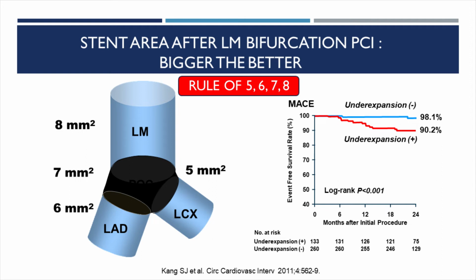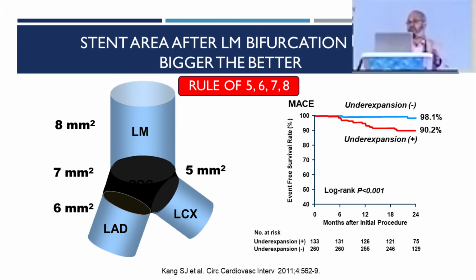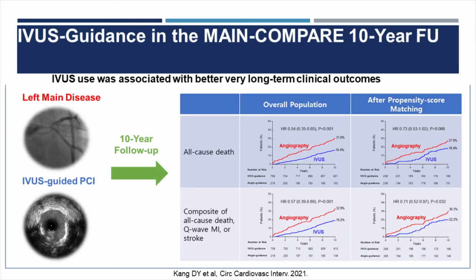If we achieve maximum minimum stent area, more than 5, 6, 7, 8 for LCX, LAD, RCA, and left main, so we have to achieve the 5, 6, 7, 8 philosophy. If we go for adequate stent expansion, then outcome is better than under-expansion at 2 years follow-up.